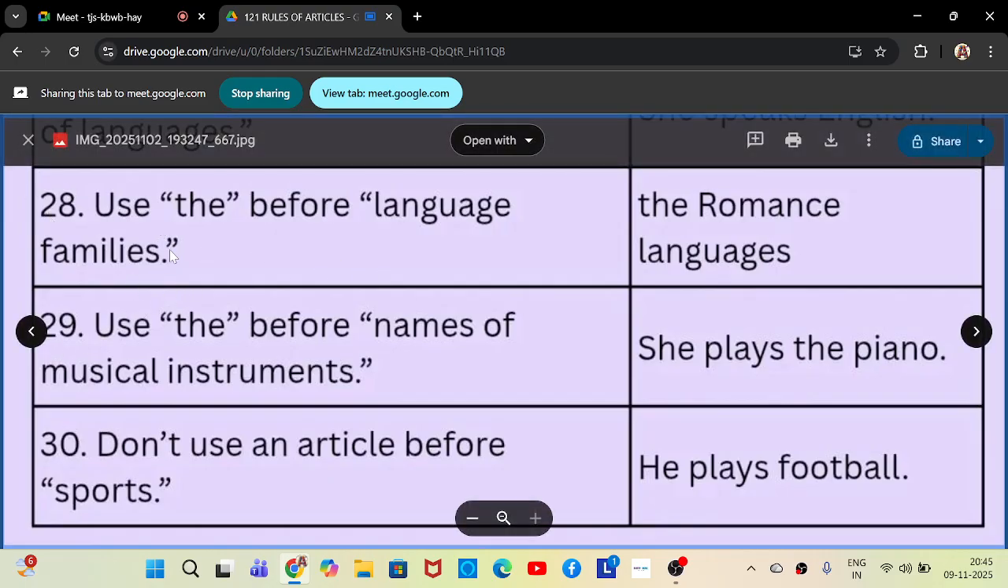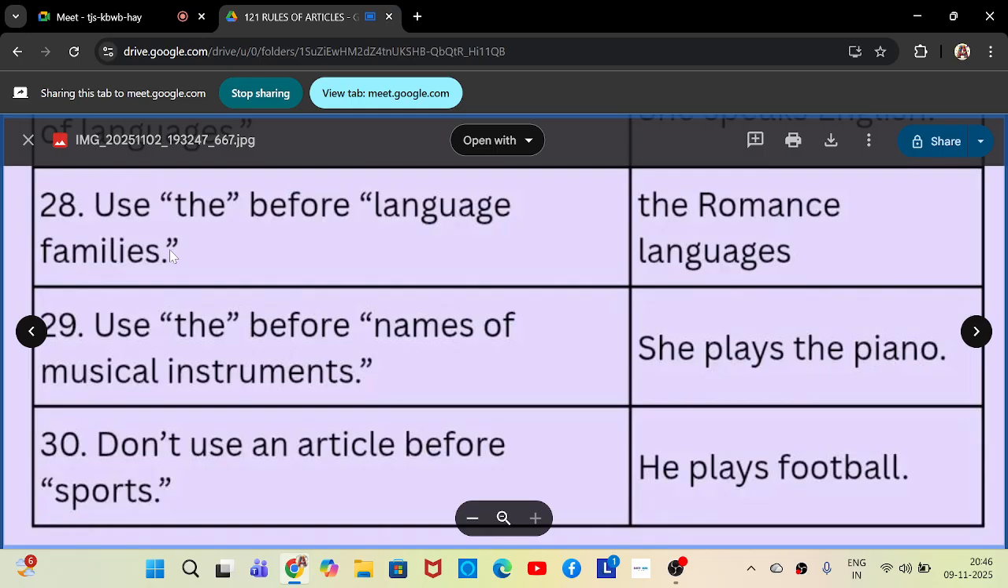Let's look at 29. Use the before names of musical instruments. You know what are musical instruments, right? So lots of instruments are there in music. String instruments, then what are they? Hollow instruments. The string instruments are like guitar, then veena, violin. Is violin a string instrument? I'm not sure about it. Okay, so you can use the before the name of instruments. Yes, Shabna, you can read the sentence now.